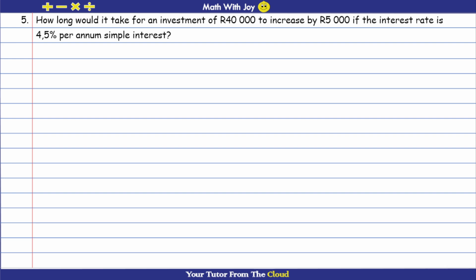How long would it take for an investment of 4,000? So you invested 4,000, that's your P, to increase by 5,000. So your A is going to be the 40,000 that you put in plus the 5,000, which is 45,000. So you wanted to increase by 5,000, so the accumulated amount is going to be 45,000, if the interest rate is 4.5% per annum, simple interest.